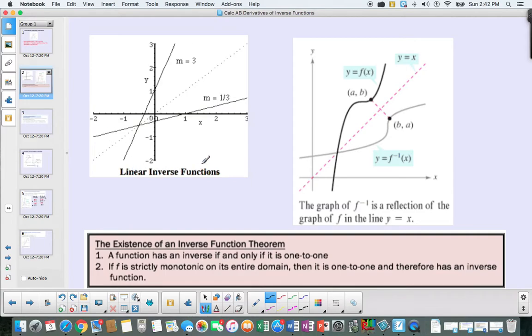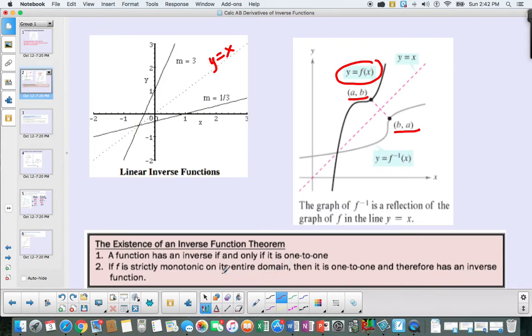The linear inverse functions in this picture show that they are reflections over the y equals x line. And notice that their slopes are reciprocals of each other. Now let's take a look at two functions that are reflected over the y equals x line. This is y equals f of x. Its point is (a, b). When you reflect over the y equals x line, the x's and y's exchange, so the reflected point will be (b, a), and the function is f inverse of x.